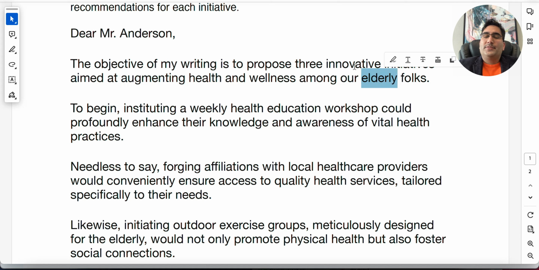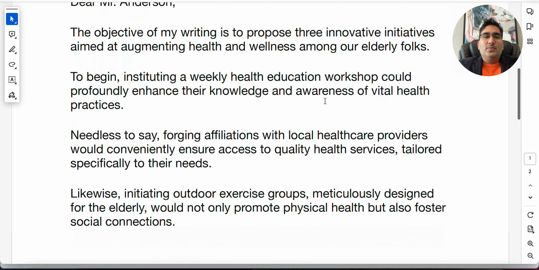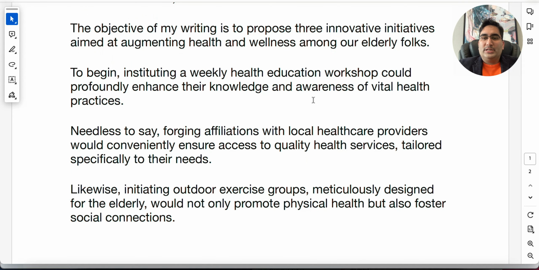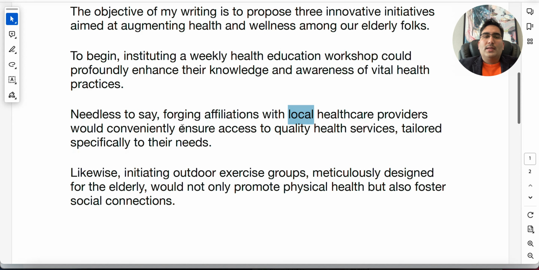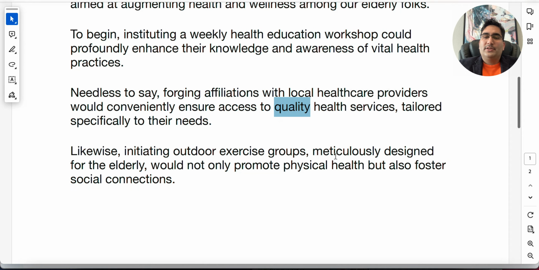These are adjectives: elderly, innovative, and well, that's that in that paragraph. The more adjectives you use, the better. And throughout, you will see there are multiple adjectives used. Let's just look at that for a sec. Small things like local, and ensure access, quality health services. So defining the health services, quality health services. And meticulously wouldn't be an adjective.